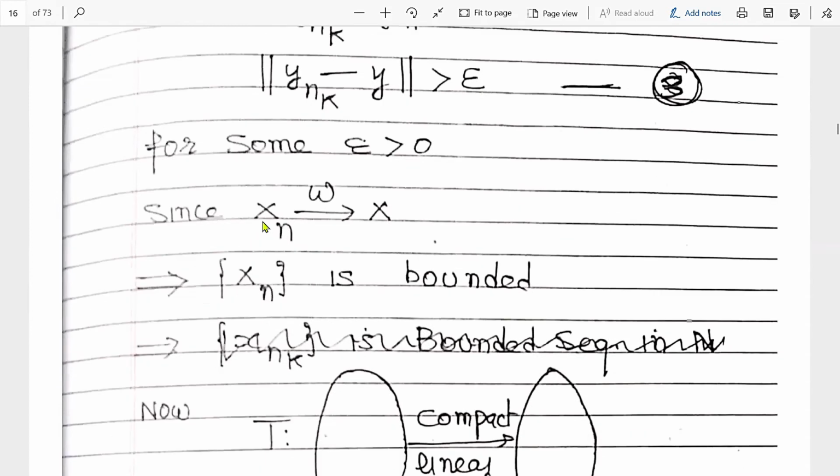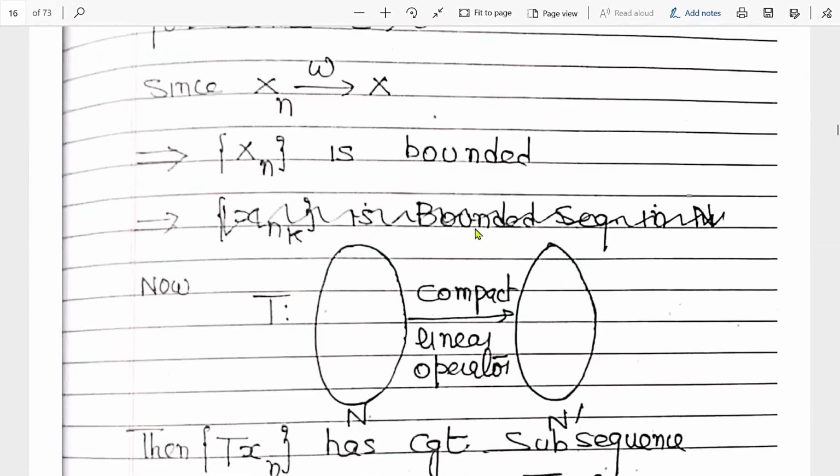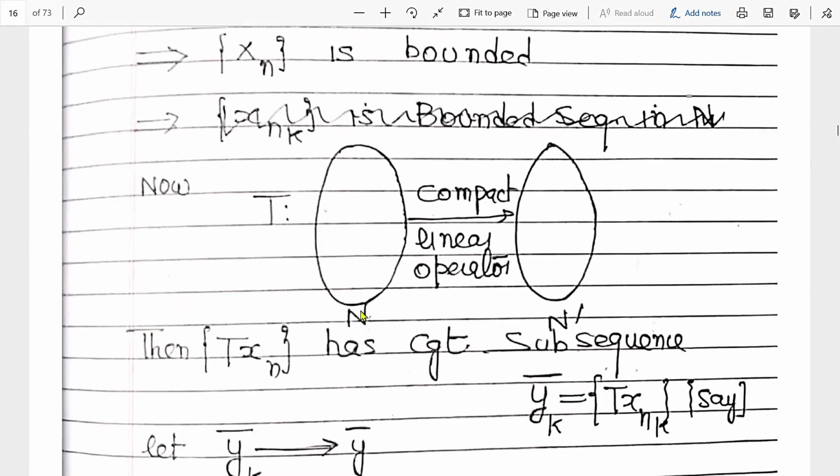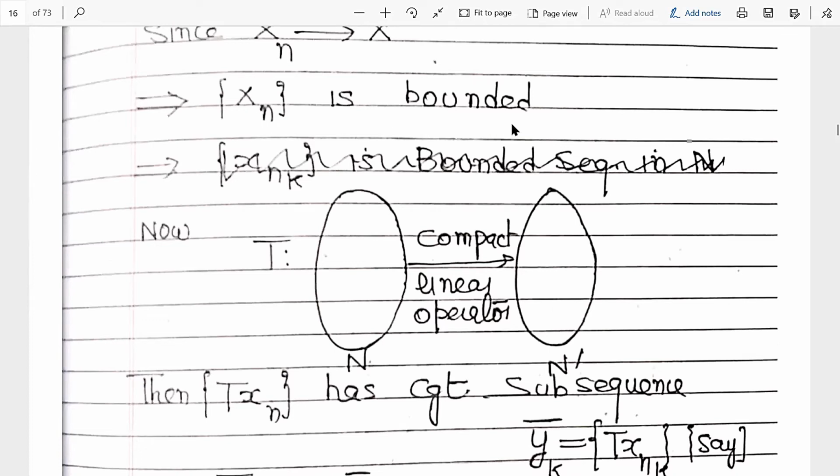Since xn is weakly convergent to x, it implies xn is bounded. So that is a result of weak convergence. Now in this case, T from N to N' is a compact linear operator. By the definition of a compact linear operator, if we have a bounded sequence in N, as xn is a bounded sequence in N, then its image has a convergent subsequence.